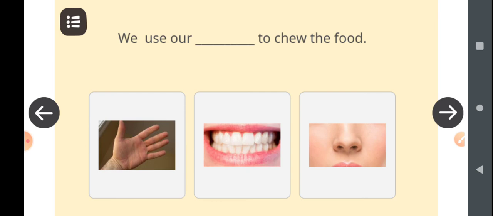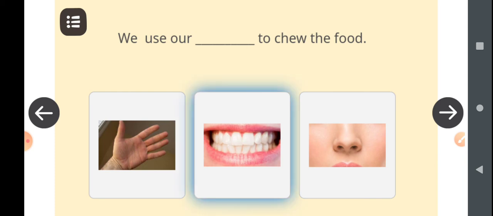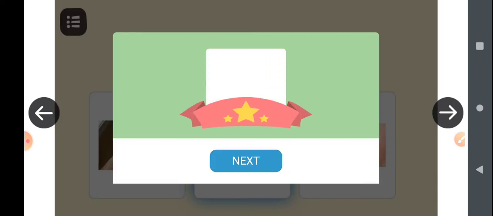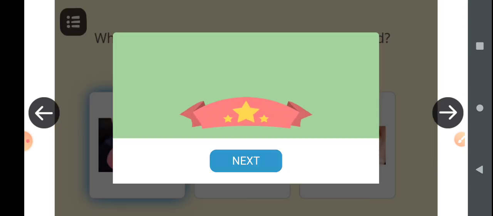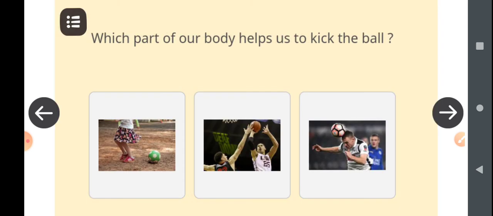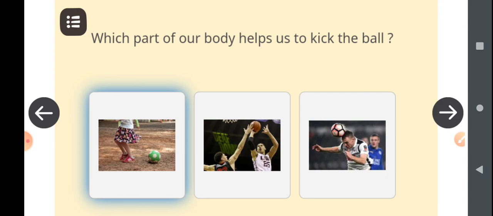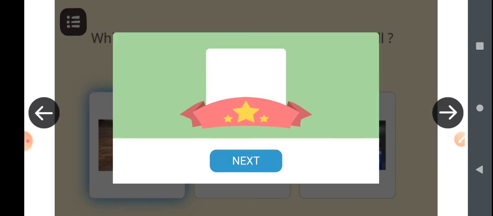We use our dash to chew the food. How will you chew the food? With the help of our teeth. With the help of our teeth only we will chew the food. Which part is used to find the taste of the food? Using your tongue. Okay, using our tongue we can find the taste of the food. Which part of our body helps us to kick the ball? Legs. Legs help us to kick the ball.